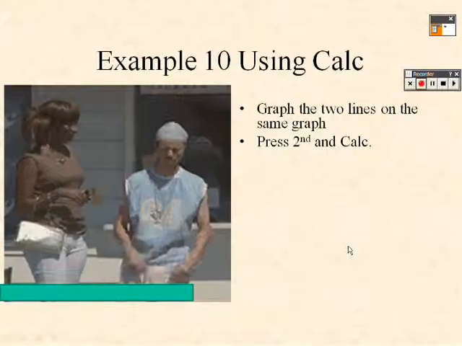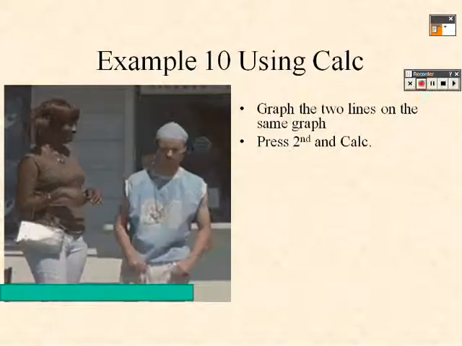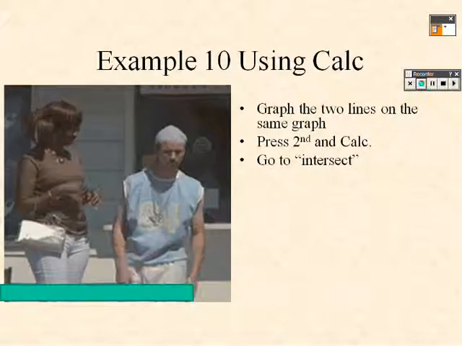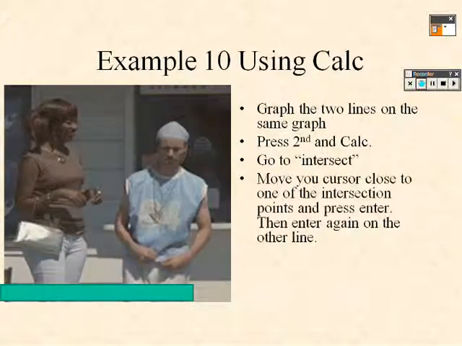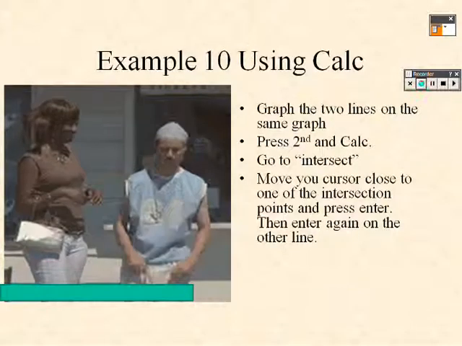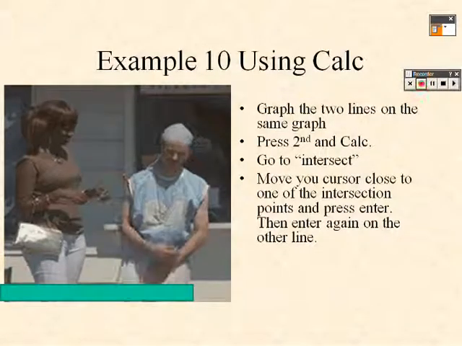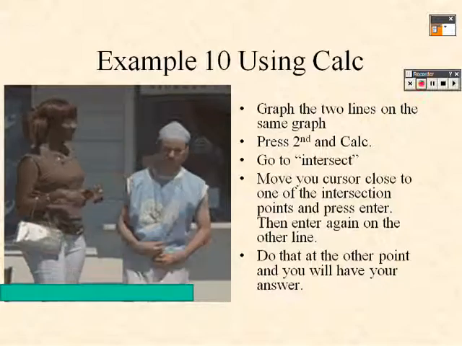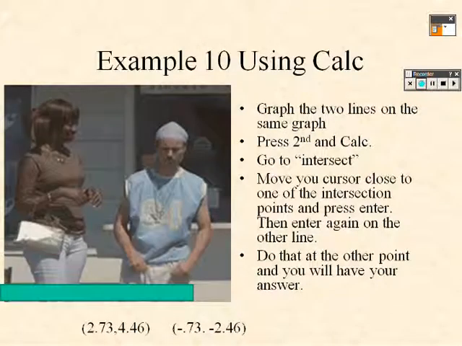Press second and calc, which is basically the trace button, second trace. If you press second trace, you see where it says intersect there? That's number 5. So first curve is what it's going to ask you for. Move your cursor close to one of the intersection points and press enter. Then you want to do the same thing again, but you're going to do it on the other line. And it's going to say guess, and it's guessing at about negative 0.73, negative 2.46 as one of them.